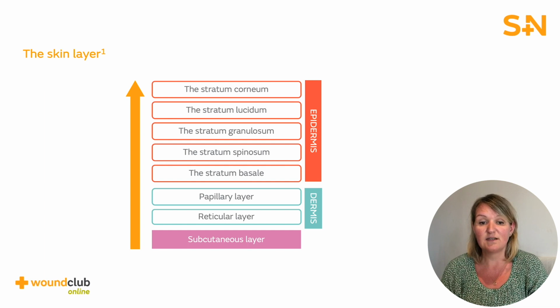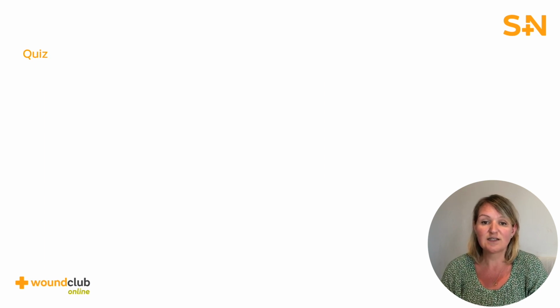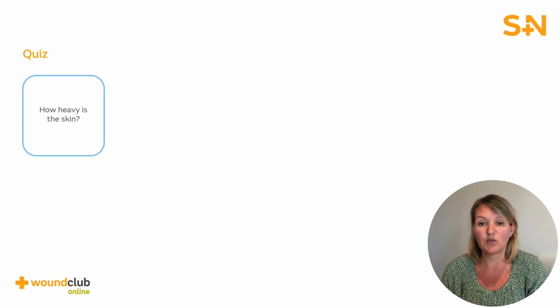Below the dermis lives the subcutaneous layer. This layer is made up of connective tissue, fatty tissue, and larger blood vessels. This provides support to the dermis, and the fat stored here provides protection and insulation to internal structures. To check your knowledge and understanding, try and answer the quiz questions.